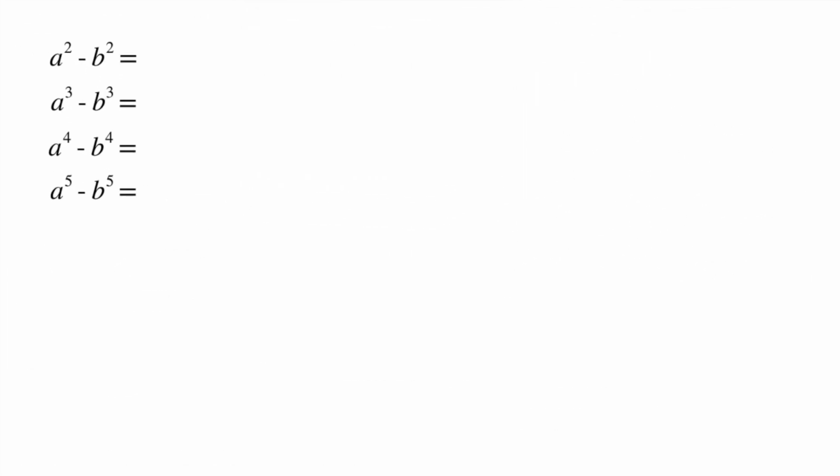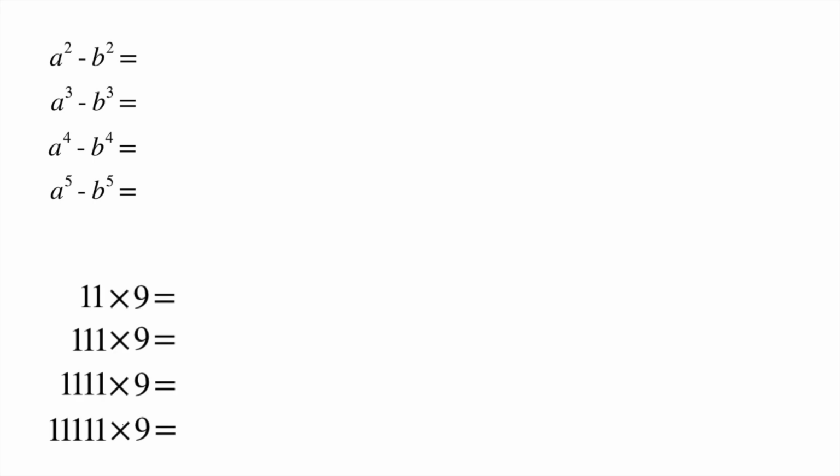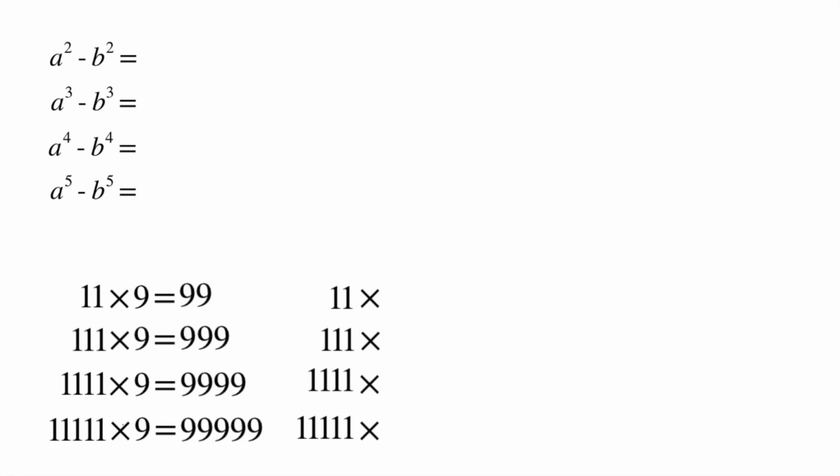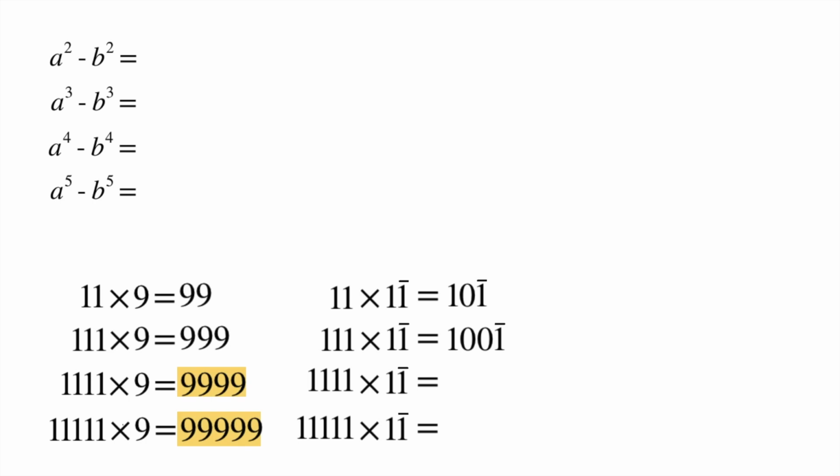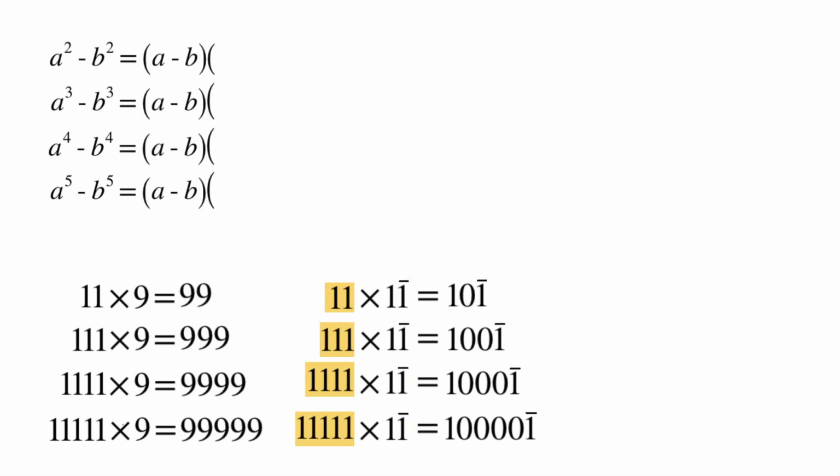Move on to the terminal difference formula. Like all 1 times 9 is all 9, all 1 times hinge 11, 100 minus 1, 1000 minus 1. These are the skeletons of the terminal difference. A minus B times all 1.